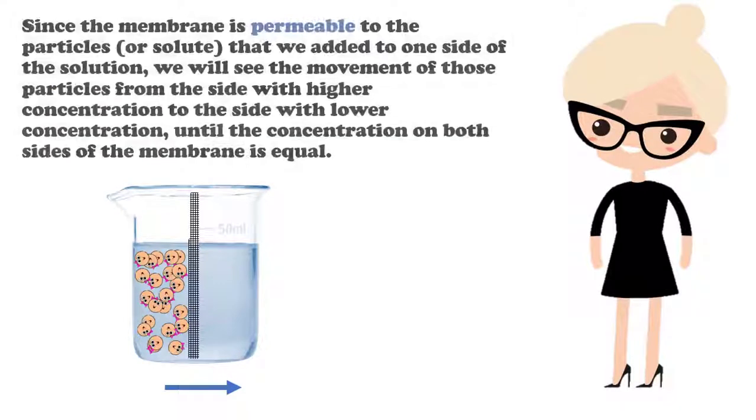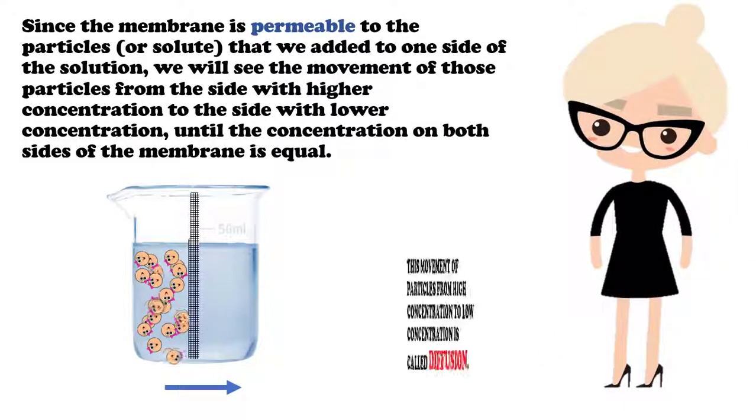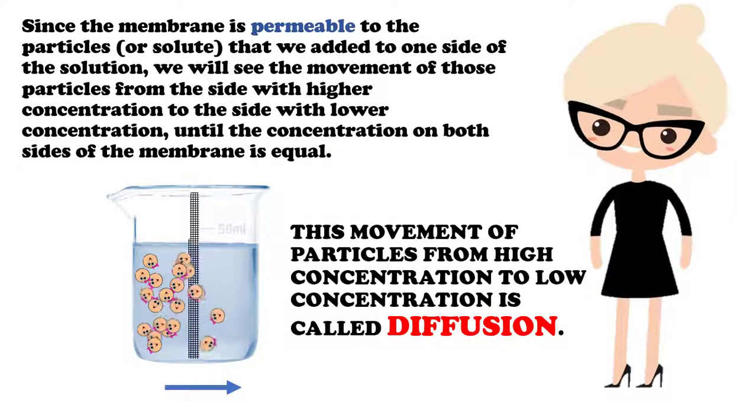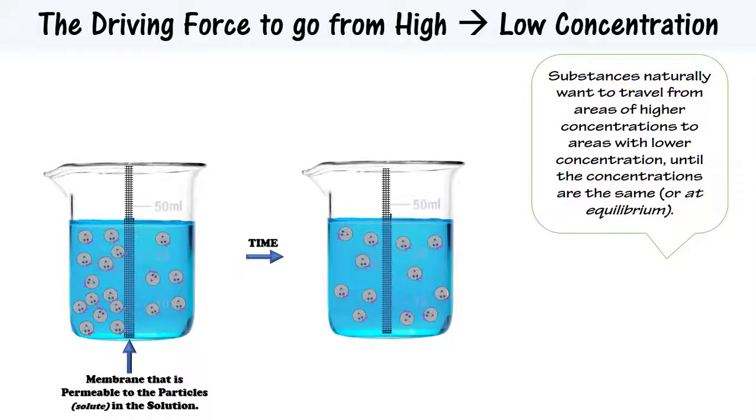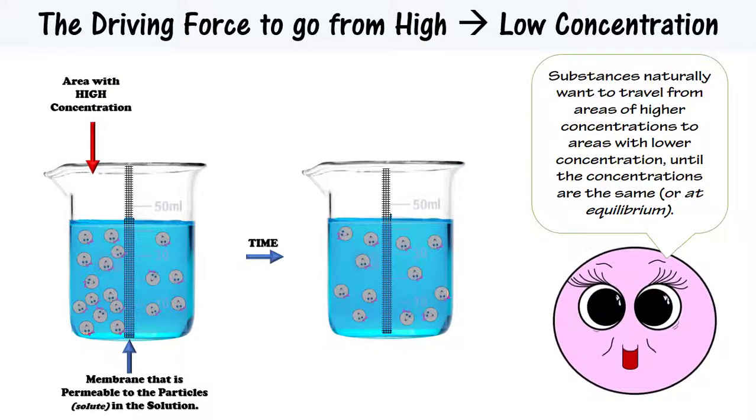Since this membrane is permeable to the particles that we have added, we will see movement of those particles from the side with higher concentration to the side with lower concentration until the concentration on both sides of that membrane is equal. This movement of particles from high concentration to low concentration is called diffusion. There is a driving force on all particles to go from high concentration to low concentration.